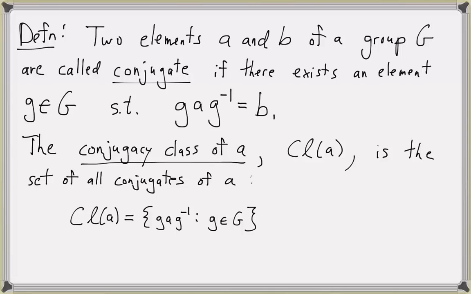So it's actually true that the conjugacy classes of the elements of G partition the group G. This is going to be useful when we prove Sylow's first theorem. So let's look at some examples of conjugacy classes.